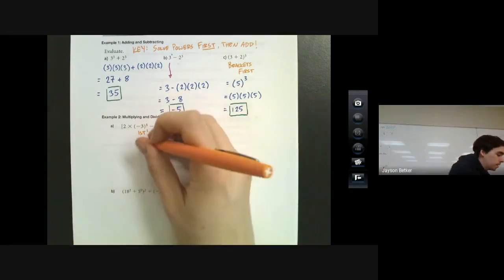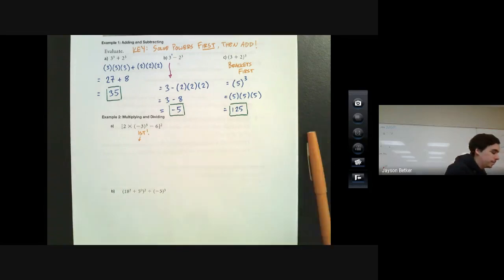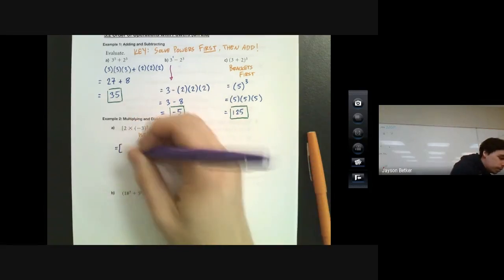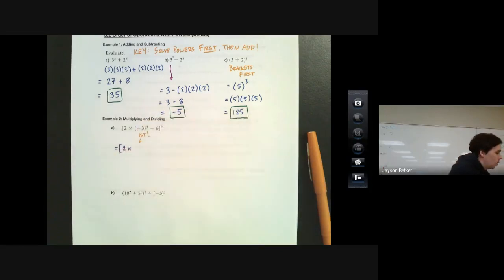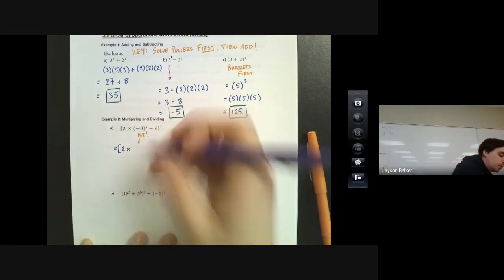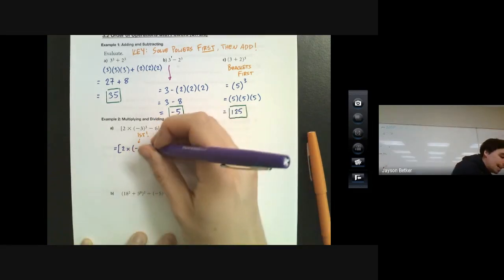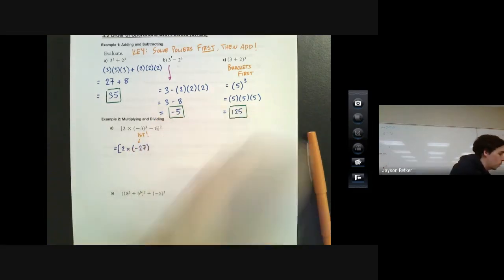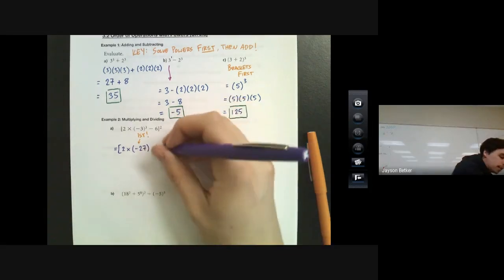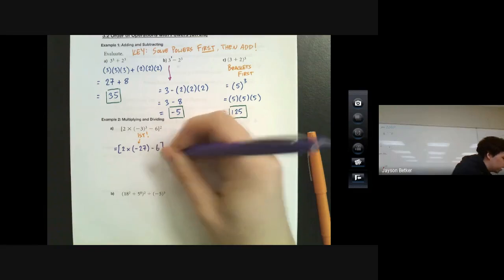If I do that, I will end up with this being equal to 2 times, what is negative 3 cubed? Negative 3 cubed will be negative 27. I'll show you my work for that over on the right-hand side right after this. Minus 6 squared.